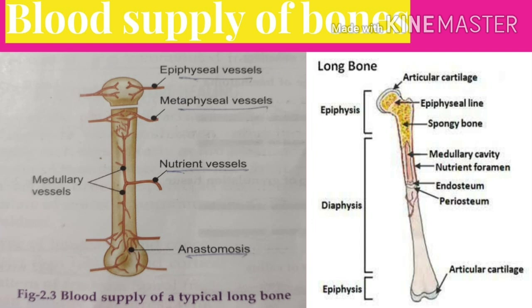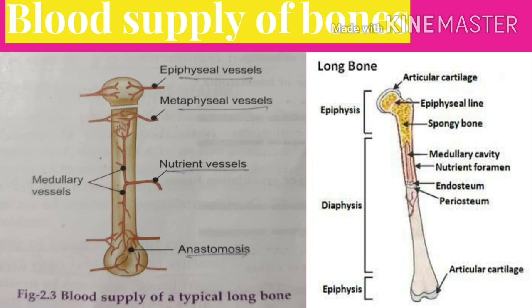Blood supply of a typical long bone. Here is a picture of a bone, and I'll explain how blood supply takes place in a bone. Look at the picture here. It has epiphyseal vessels, metaphyseal vessels, nutrient vessels, anastomosis and medullary vessels. So what happens? Look at the picture. This is the nutrient artery, and this vessel enters the bone around its middle.